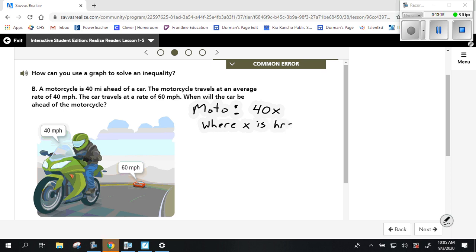And it looks like we could probably model the car with 60x, right? And that makes sense. If you're going 60 miles per hour, in 2 hours you went 120 miles, right? If you're going 40 miles per hour, in the case of the motorcycle, if you've been traveling for 2 hours, you go 80 miles. So that seems to make sense.